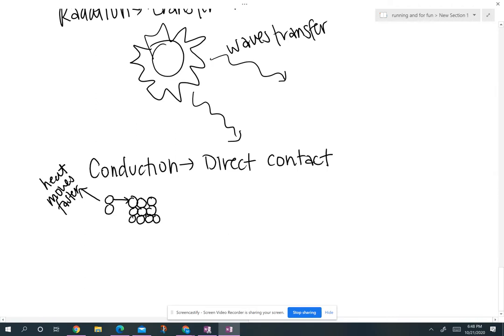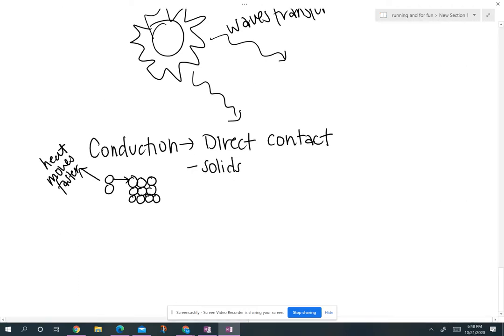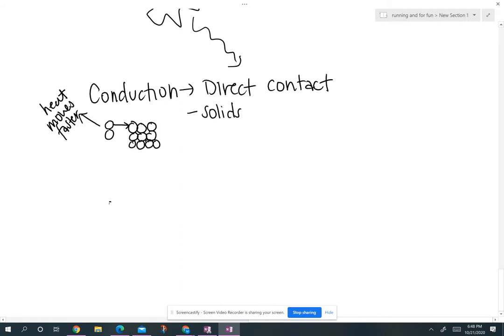Very commonly, conduction is something that you'll see in solids. So conduction happens best in solids. It happens even better in metals. Those are the types of things that get hot really easily. So anytime there is a direct touch to something, that is conduction. The last one is going to be convection.